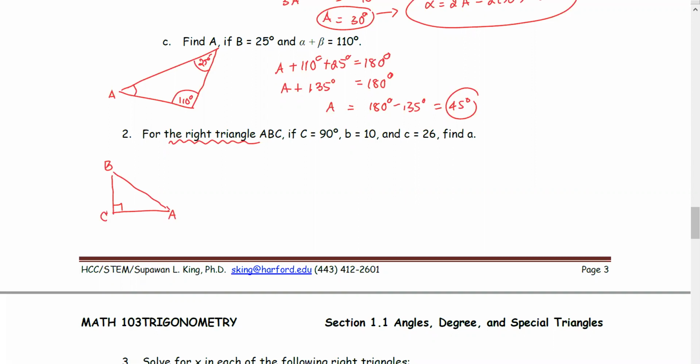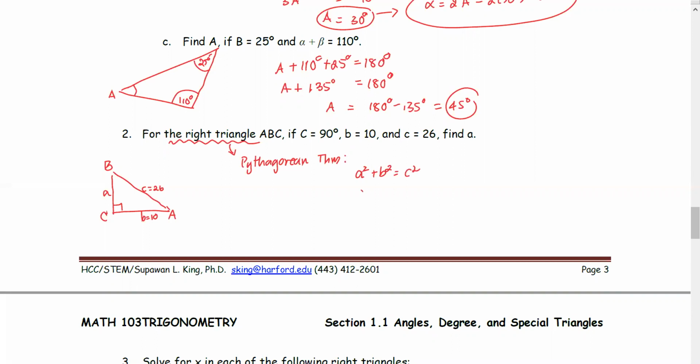The side opposite angle A is the side with the lowercase a. Opposite to the angle B is the side lowercase b, similarly for C. If b is 10, c is 26, we are going to find a. Follow the Pythagorean theorem: a squared plus b squared equals c squared.